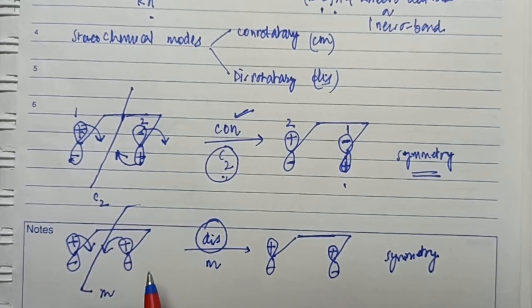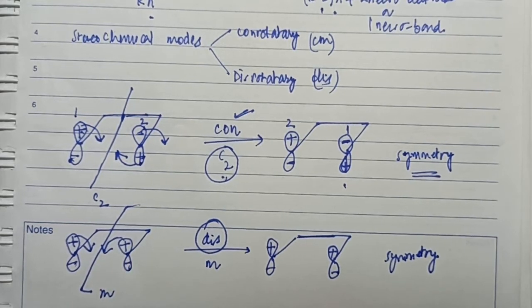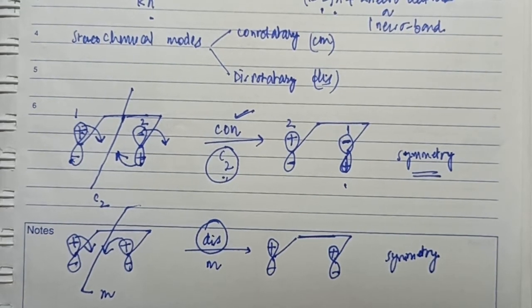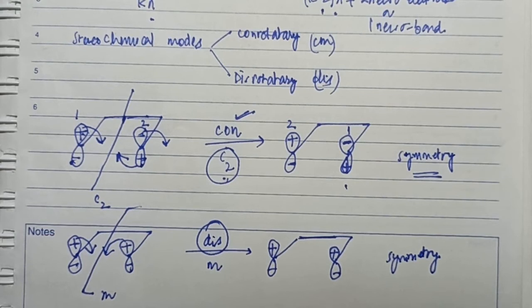Had we undergone a C2 operation on this one, this plus would have become plus here, and this minus would have become minus here. That means the operation would have created an anti-symmetric orbital. Therefore, while working out the OCD approach for electrocyclic reactions, the most important point we need to consider is that the stereochemical mode which we are choosing will correspond to a particular symmetry operation.